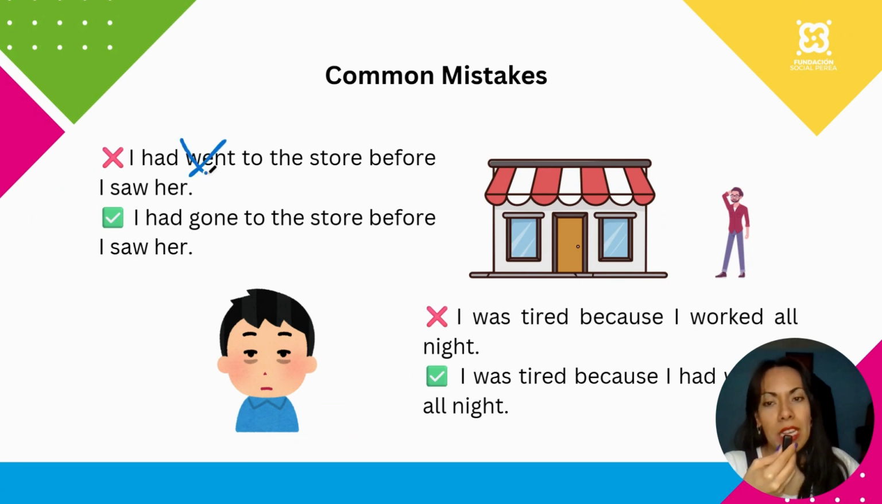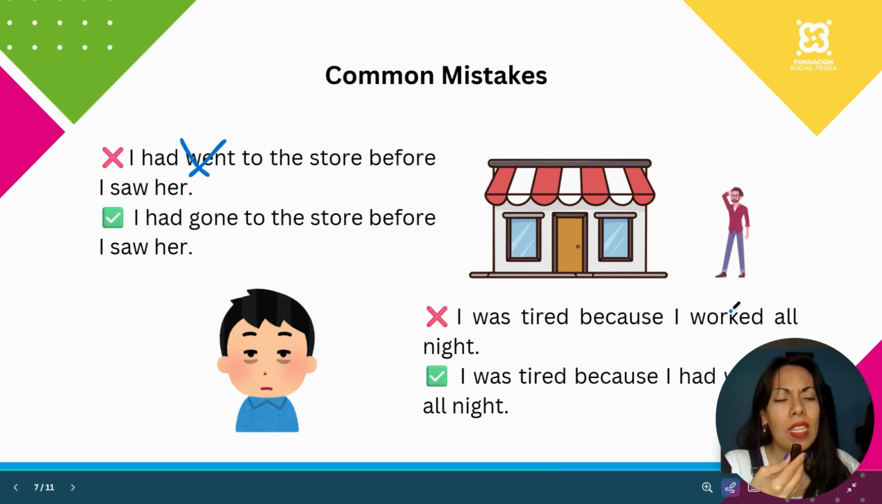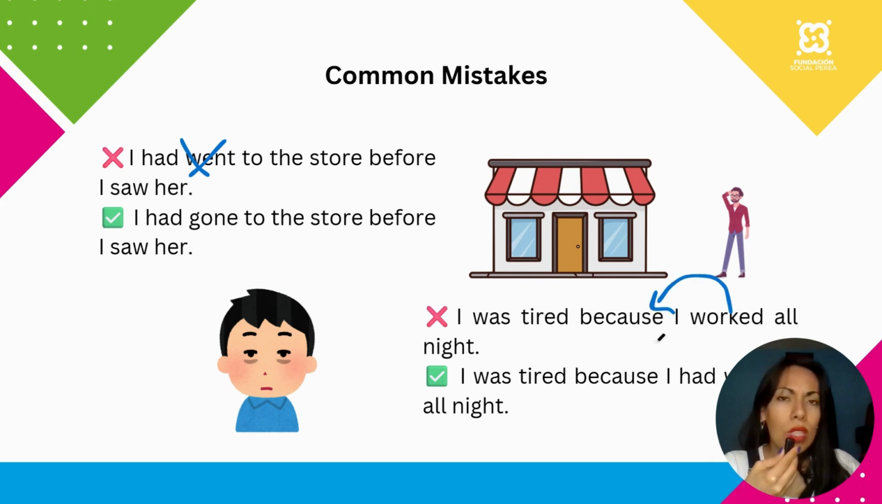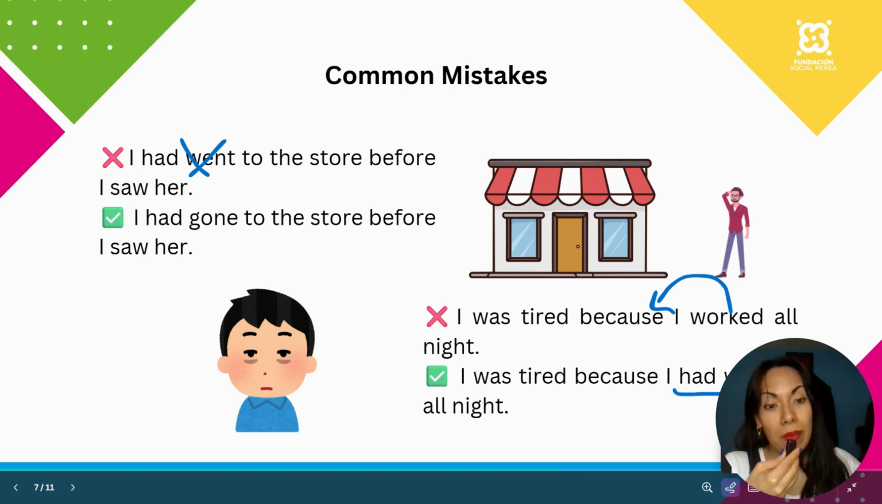"I had went." Hey, be careful. "I had went." Remember that the conjugation is with the past participle, not the simple past, all right? So look at this one: "I was tired because I worked all night." But the situation is that you are making reference to something that happened before. I guess in this case it would be the second one, something that happened before. So the right conjugation would be, "I had worked all night." And that's the reason why I was tired.